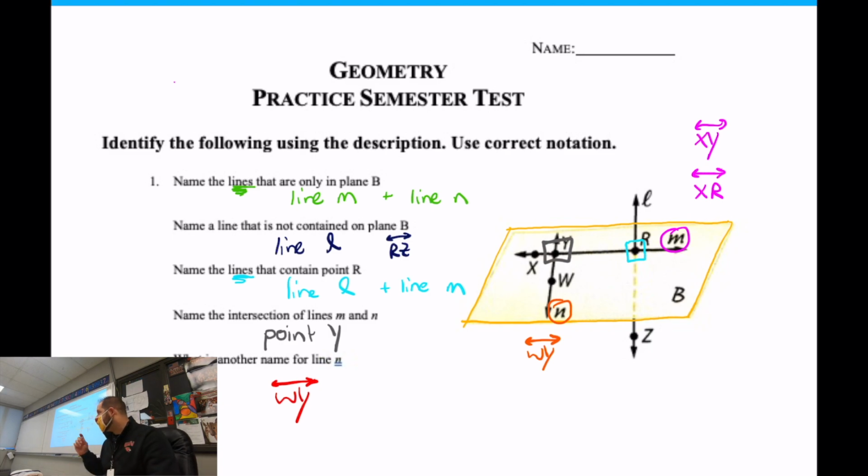Number 1, this first problem on your semester test should be super easy. Like, I'm talking stupidly easy. Just because if you know what you're naming, that's all it is. I just want to check. Do you know how to name objects? Do you know how to look at a picture and describe something to me? Okay? Should be pretty basic.